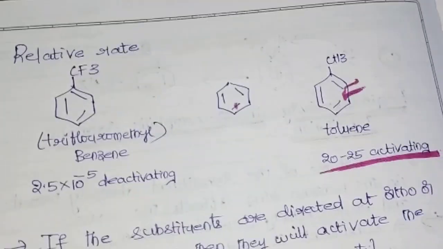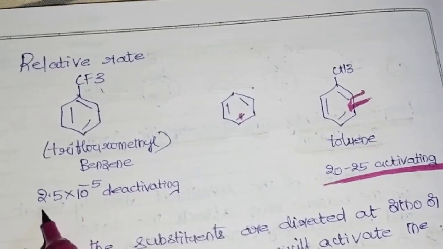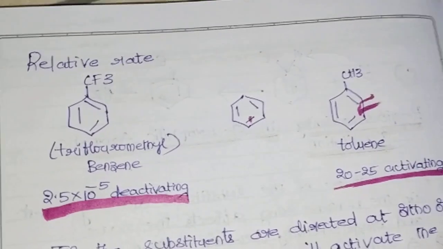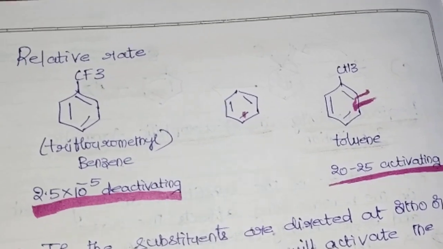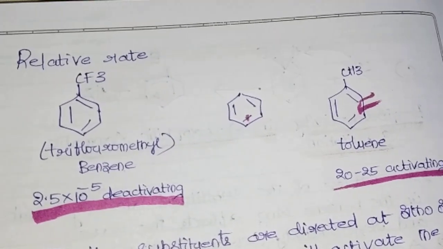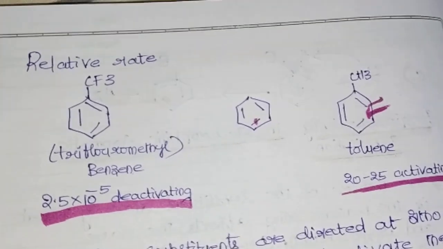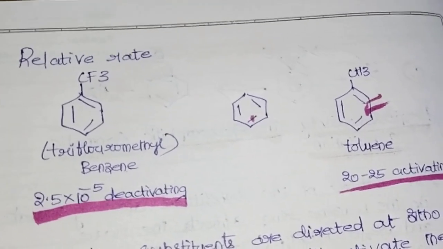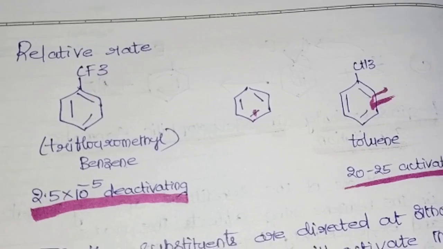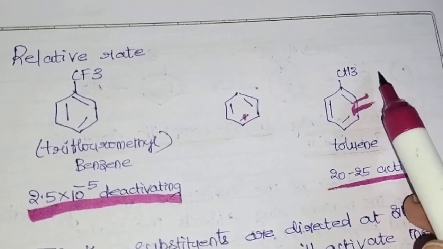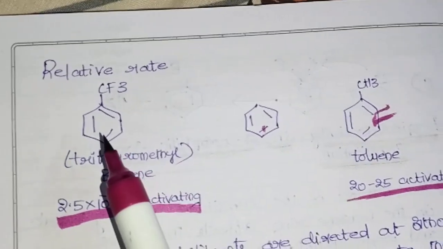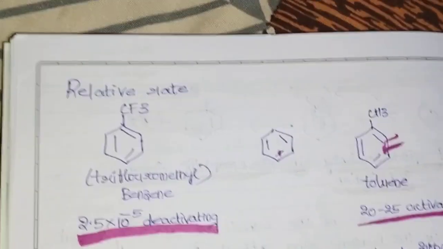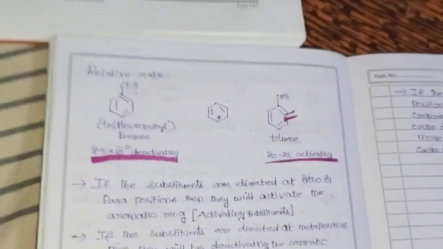When trifluoromethylbenzene is there, then it will be deactivating. How much will it deactivate? 2.5 into 10 to the power of minus 5 times. How is it possible? Why, when CH3 is there in toluene, is it activating? When CF3 is there, why is it deactivating? It is explained here.